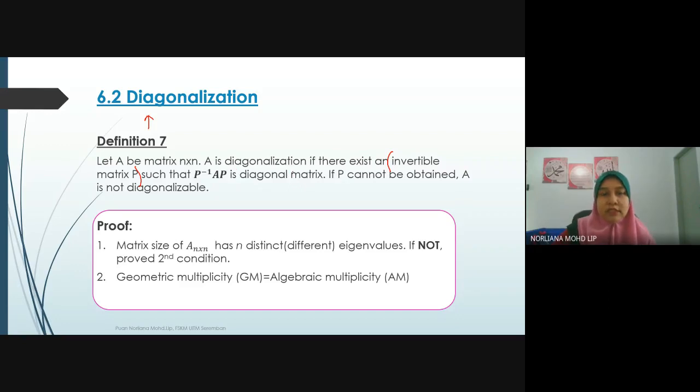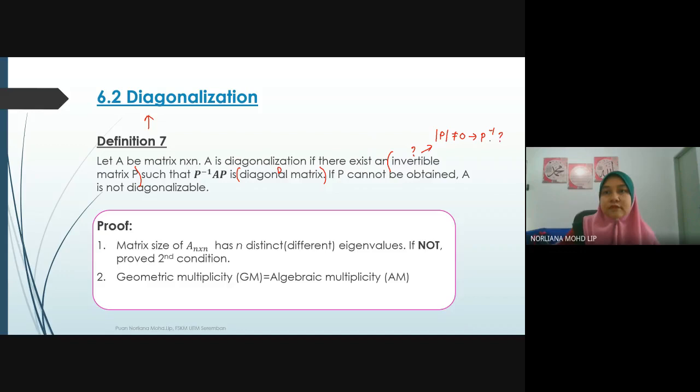is a diagonal matrix D. If P cannot be obtained, A is not diagonalizable. First we have to prove whether the matrix P is invertible or not. So how to prove the invertible? We have to find the determinant of matrix P. If the determinant of matrix P is not equal to 0, then the matrix P is invertible, so we can find the P inverse.